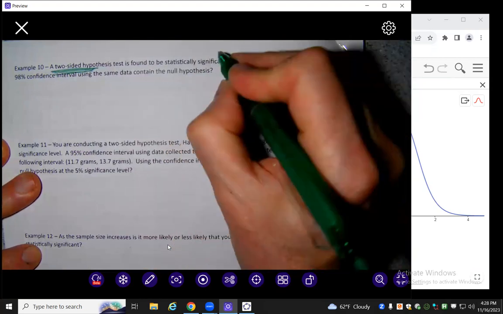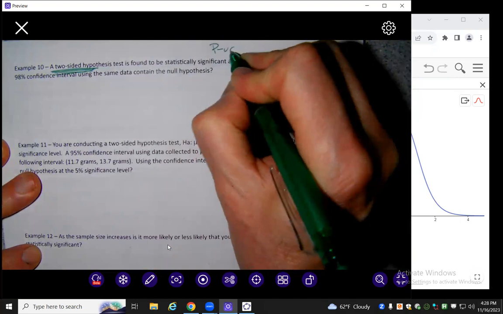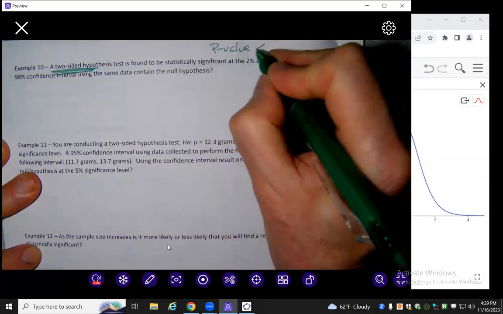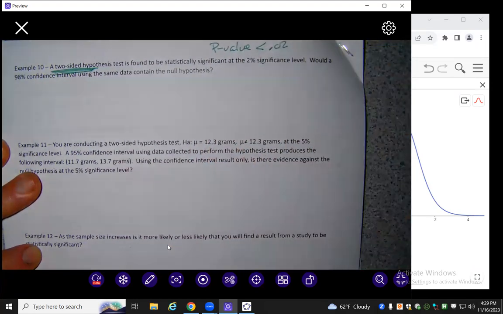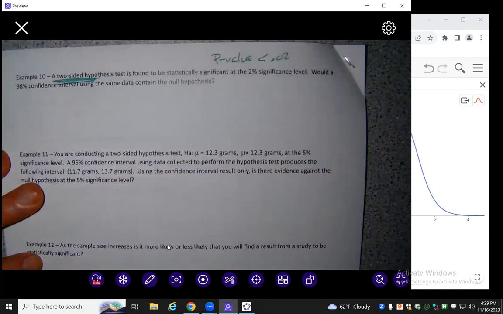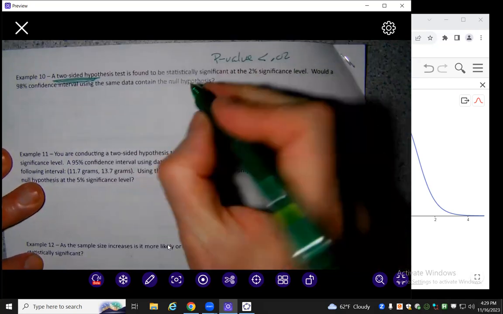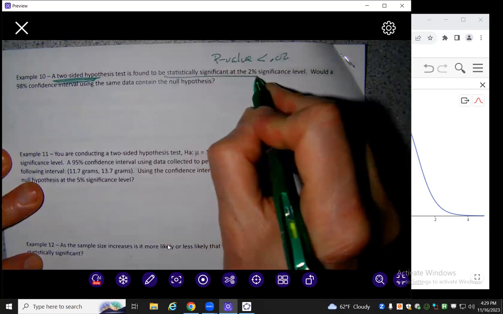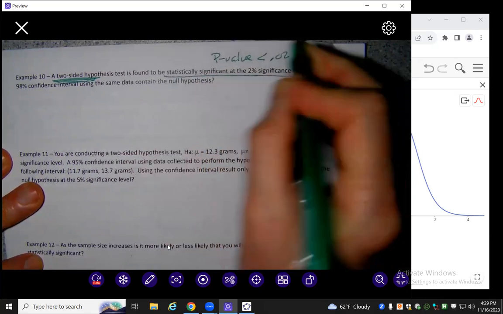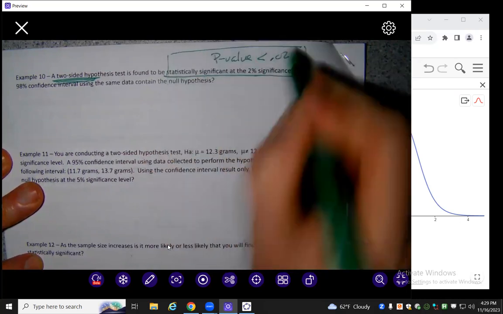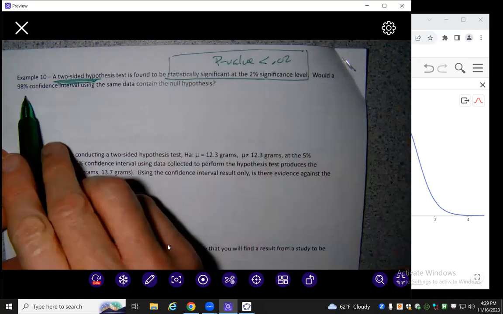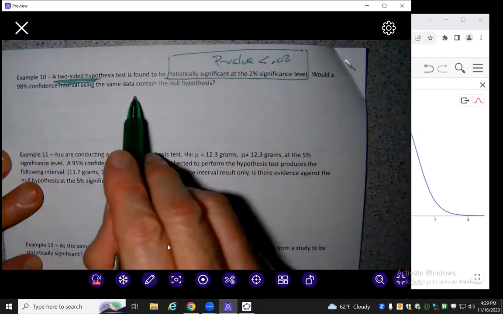So here's all we know. All that statement means is that the P-value is less than 0.02. That is all that statement says. That's what statistically significant at the 2% significance level equates to. Would a 98% confidence interval using the same data contain the null hypothesis?